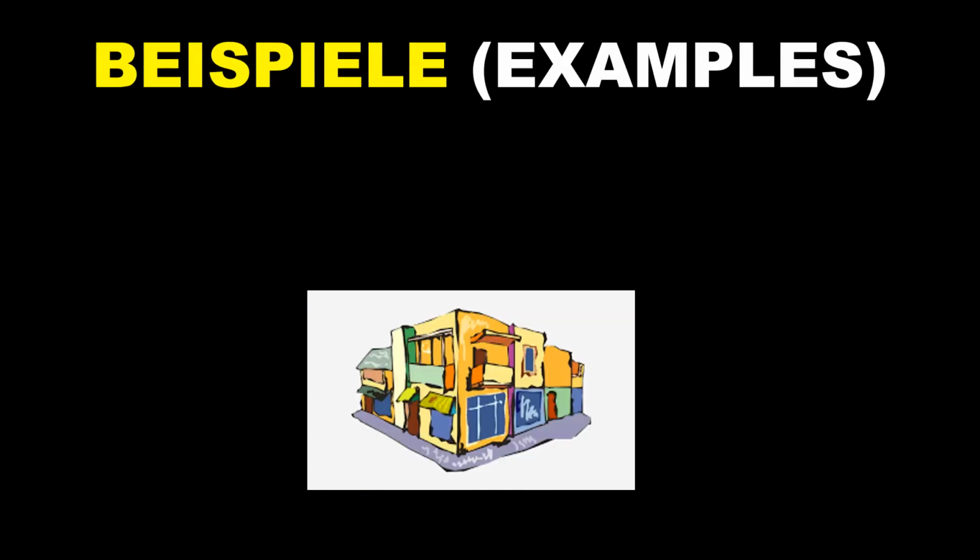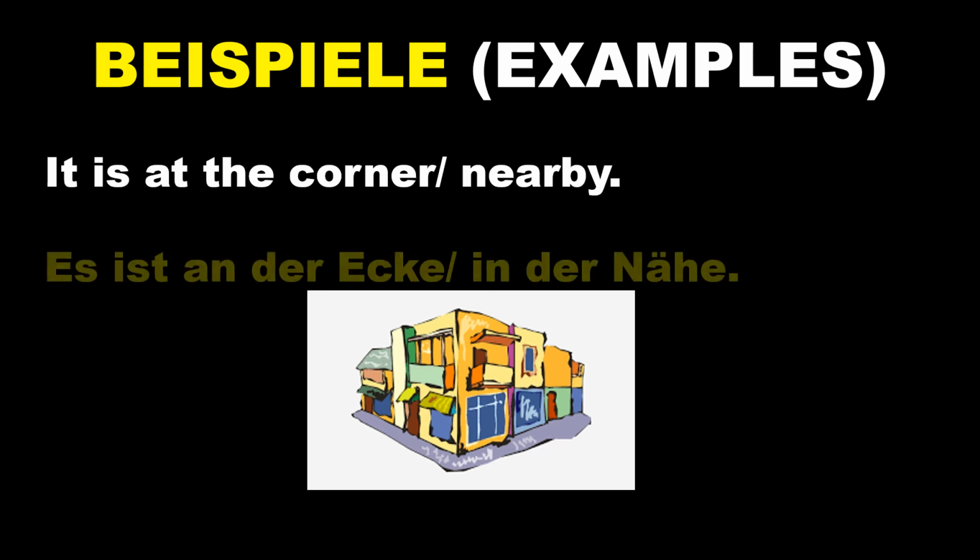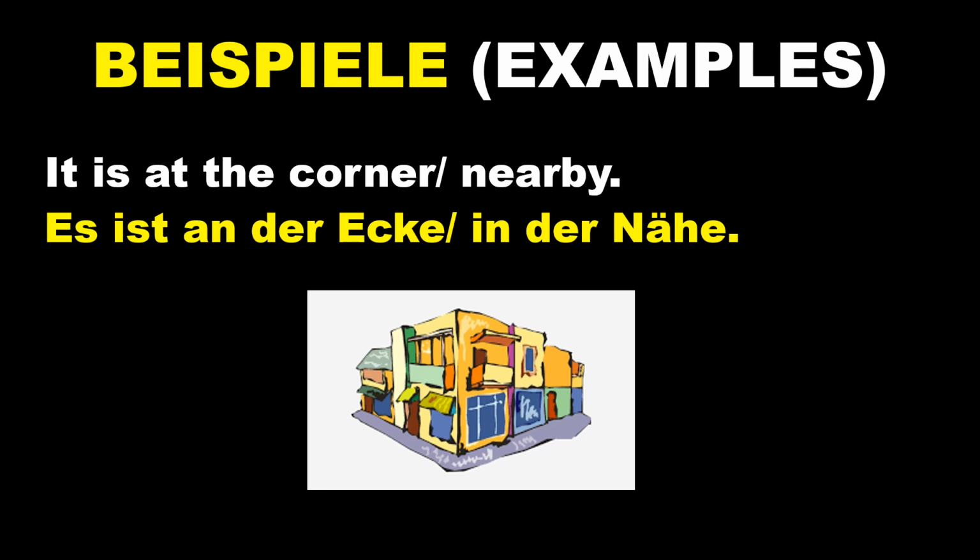Let's go ahead. Let's see one more example here. It is at the corner or nearby. When we want to say the destination is quite nearby, or it's just at the corner, how to say that in German? Es ist an der Ecke. An der Ecke, at the corner. Or in der Nähe, it's nearby. Es ist an der Ecke oder es ist in der Nähe. That is how you can use these words to express something in proximity.